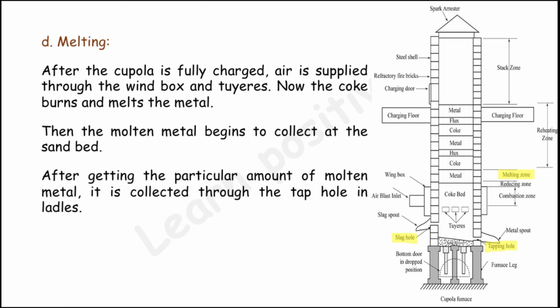After getting a particular amount of molten metal, it is collected through the tap hole. Before that, the slag hole is opened and the slag is removed. After the slag is removed, the clay plug in the tap hole is removed, and the molten metal is collected in a ladle or a crucible.